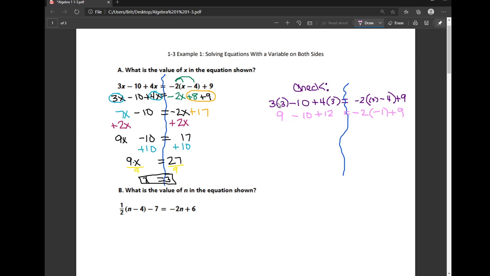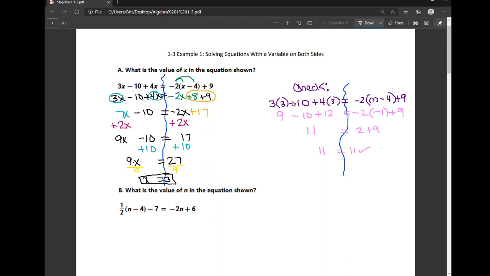So on my left-hand side, now that I've done the multiplication step, now I can go ahead and just collect all my like terms. So 9 minus 10 is negative 1, plus 12 is 11. On my right-hand side, negative 2 times negative 1 is a positive 2. And I get that 11 is equal to 11. So we are good to go on that.